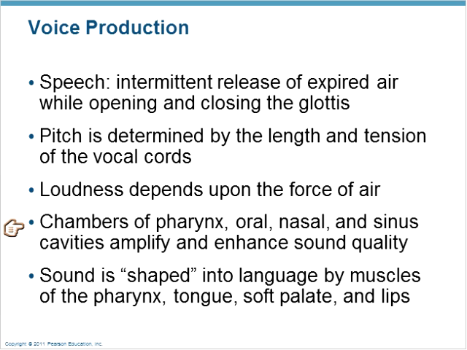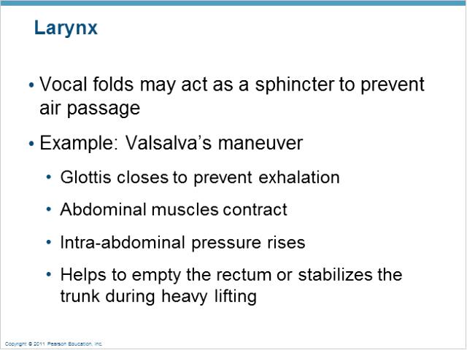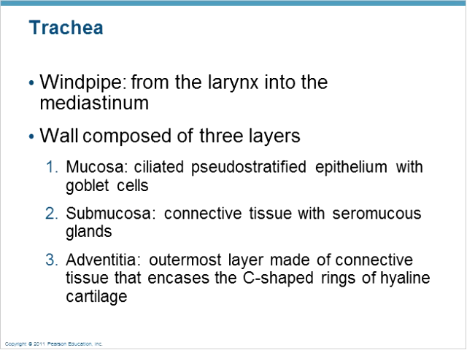The chambers of the pharynx, oral, nasal, and sinus cavities sort of amplify and enhance that sound quality. And so sound is shaped into language by the muscles of the pharynx, the tongue, the soft palate, and the lips. The vocal cords may act as a sphincter also to prevent air passage, and an example of that is the Valsalva maneuver, where the glottis closes to prevent exhalation. The abdominal muscles contract, the intra-abdominal pressure rises and helps to empty the rectum and stabilizes the trunk during heavy lifting. So there's a process that goes on called the Valsalva maneuver.